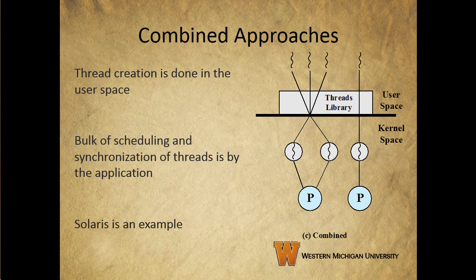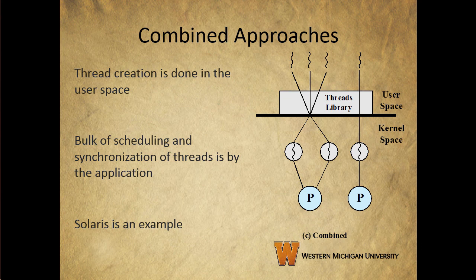The programmer may adjust the number of kernel-level threads for a particular application and processor to achieve the best overall results. In a combined approach, multiple threads within the same application can run in parallel on multiple processors, and a blocking system call doesn't need to block the entire process.